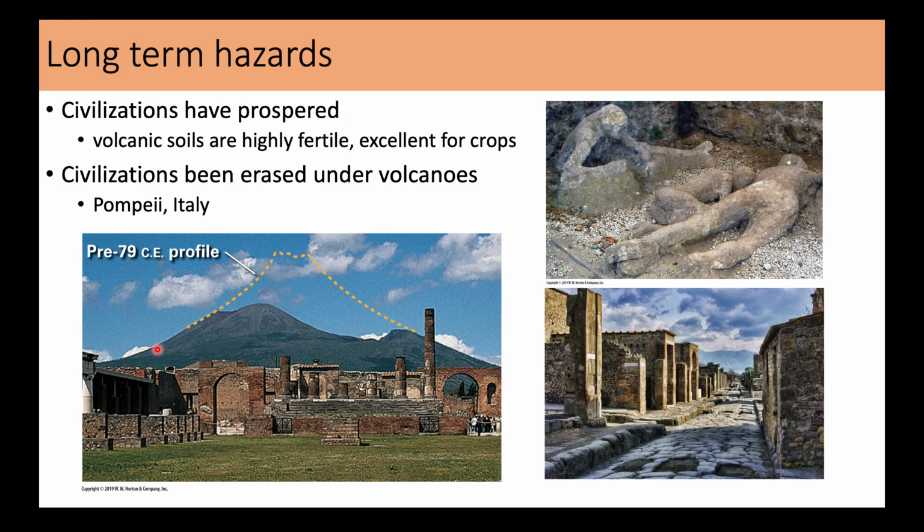Civilizations have been completely erased under volcanoes. For example, Pompeii, Italy: the town was completely covered by a volcanic eruption. Here are some photos of what that looks like. If you go to Pompeii, Italy, you can actually walk through what has since been excavated, where you can see the remains of the town and the houses and the people that were there during that eruption.